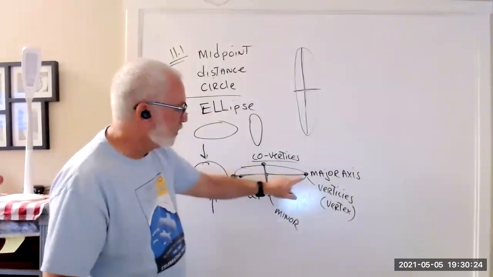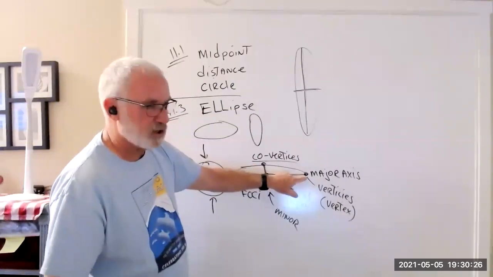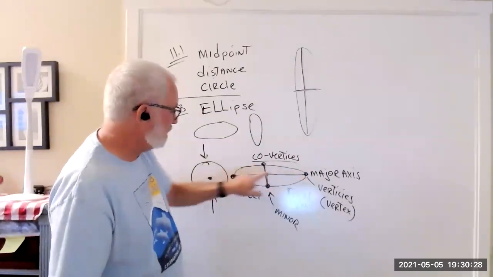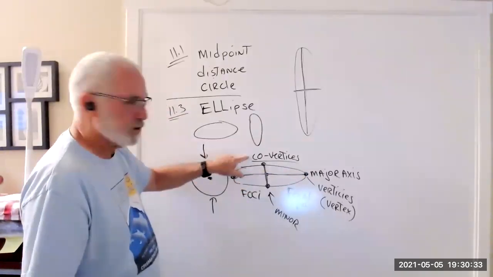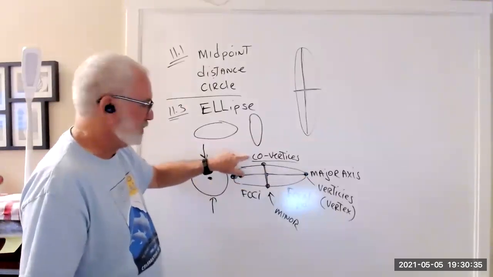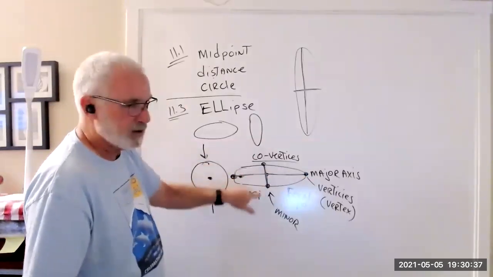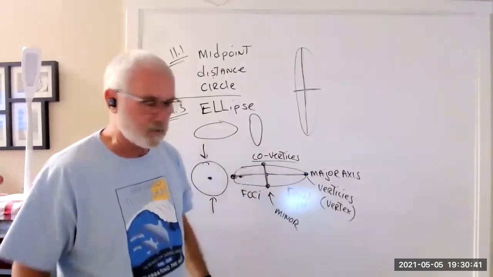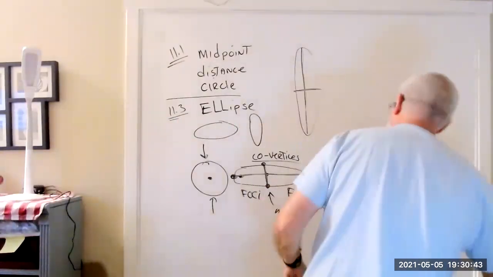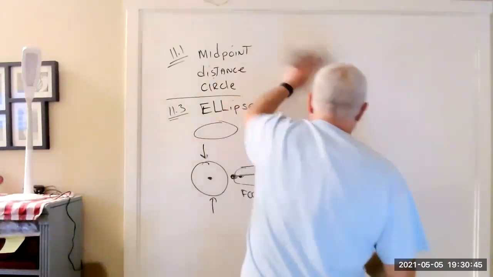The vertices, or the vertex, are always the endpoints of the major axis. And the co-vertices, or a co-vertex, are the endpoints of the minor axis. And that's about all the vocabulary you need. Okay, I'm done with that.